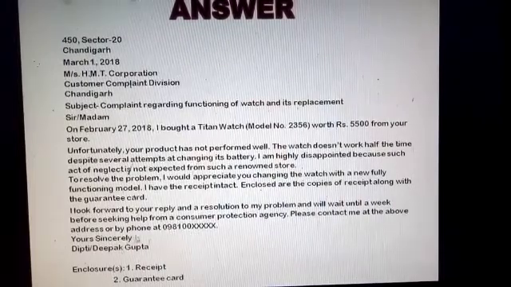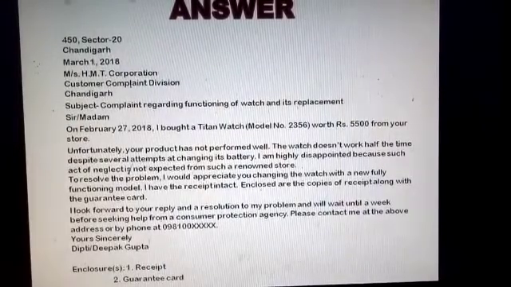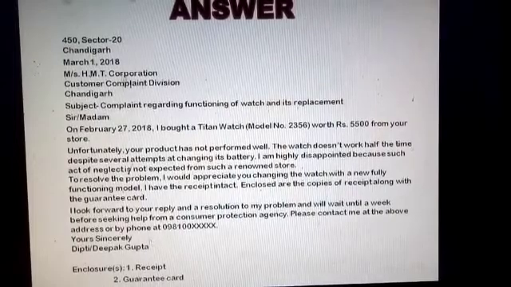So yours sincerely, the complimentary close, Deepti or Deepak Gupta, whatever it is, any one name to be written here, and then the enclosure which you have mentioned inside the letter. 1, 2. First is the receipt and the guarantee card, which you have mentioned inside the letter. So this is how you will have to go about with this letter.